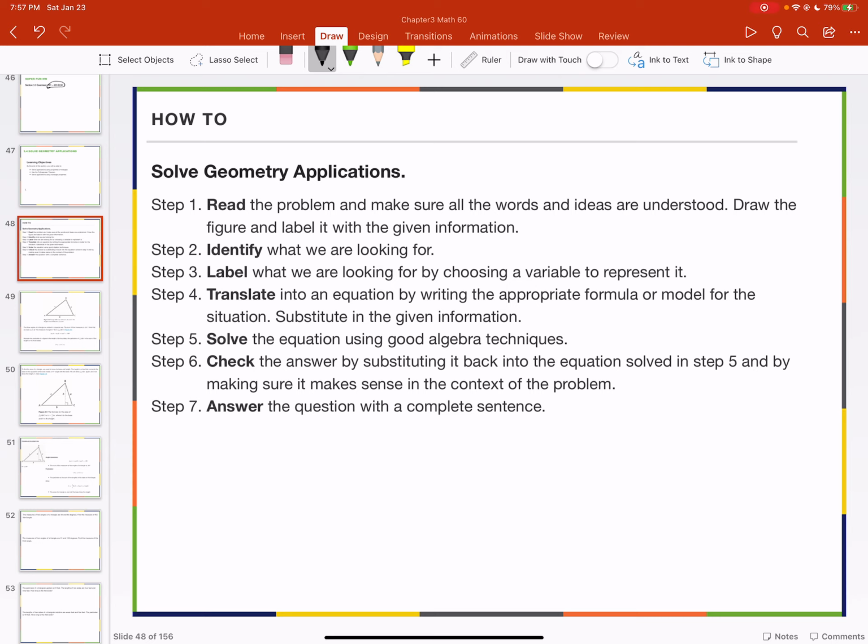Same kind of deal: we read it, we identify, we choose a variable to represent what we're looking for, we translate it into an equation, writing a formula or model of the situation, we solve the equation, and then we check the answer. And if there's a picture to be drawn, we draw it. That also helps a lot.